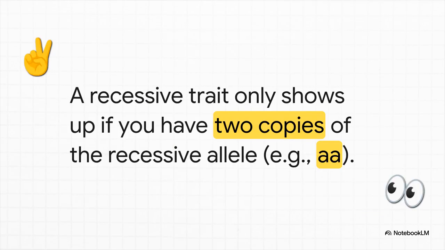So the number one rule is this. For a recessive trait like blue eyes to actually appear, you must inherit two copies of that recessive allele, one from each parent. It's only in that aa combination that the trait finally gets its moment to shine.